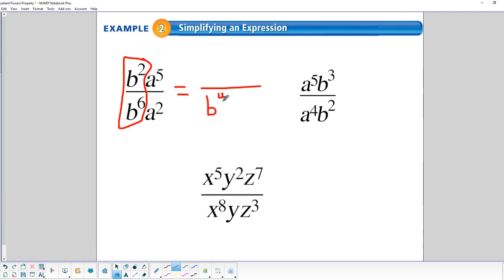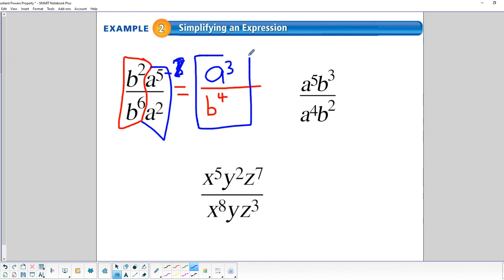Now, before we put any 1s or any other numbers, let's look at the other one. A to the 5th over a to the 2nd. So that means we're going to take the 2 up and subtract it from the 5. So 5 minus 2 is 3. So that will leave us a to the 3rd on the top and b to the 4th on the bottom.